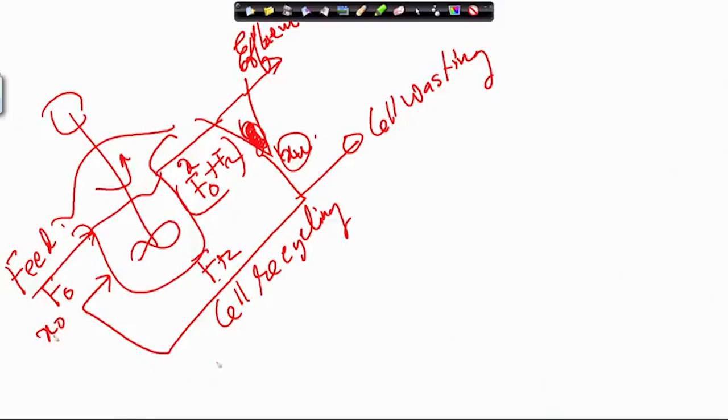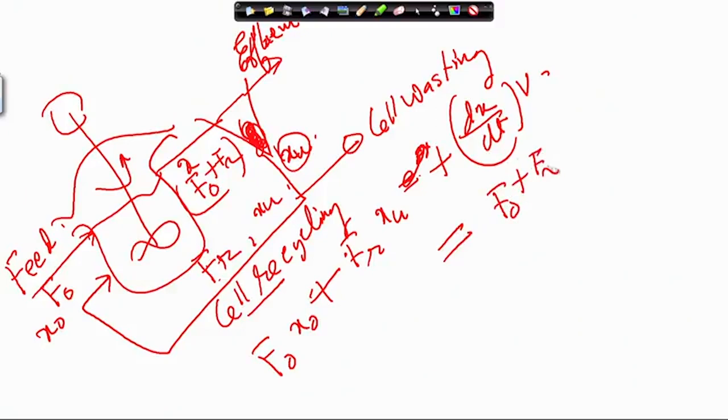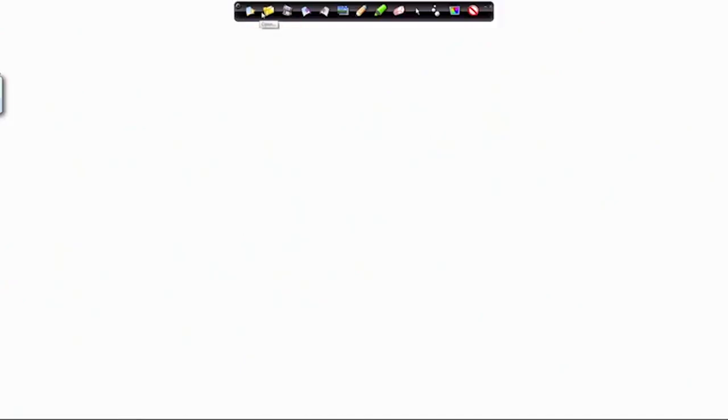Am I right? So what is the cell that is going in? If we assume this is X0, we can write F0 into X0, plus this is recycling, this is also Xu, so plus Fr into Xu. This is equal to what? Plus there will be some generation, the rate of growth of the cells inside the system, into V. This will be equal to (F0 plus Fr) into X. We can write like this. So this is the main purpose of recycling: we want to maintain the cell mass concentration uniform or above a certain concentration that we are really looking for.